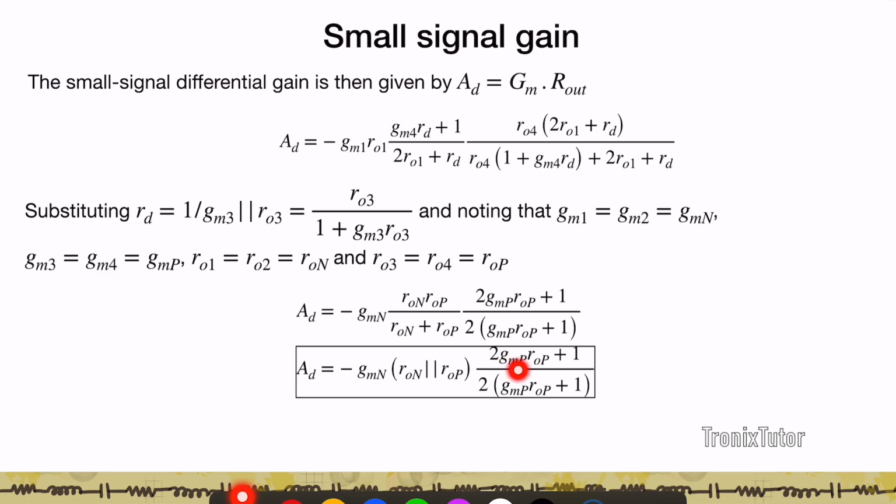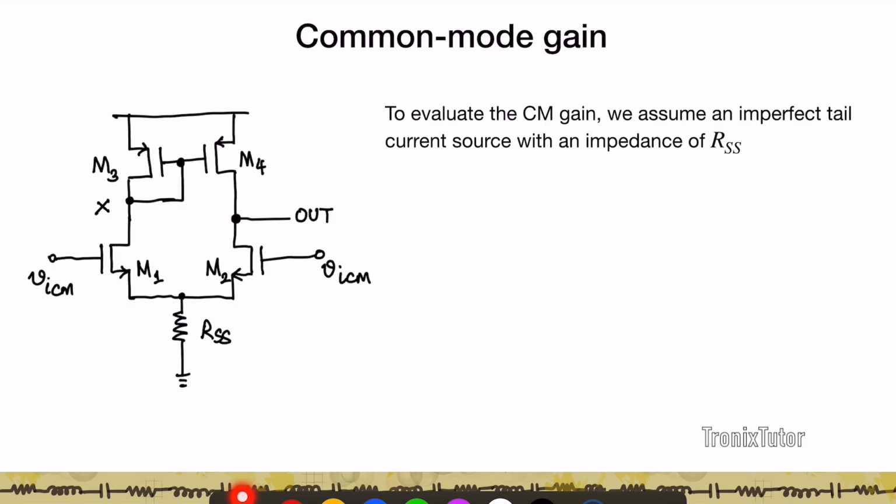Now in the case when this term is very large, and for simplicity's sake, I can say that the differential gain is just minus GMN into RON parallel ROP. So the differential gain is proportional to the transconductance of the NMOS times the total load at the output node.